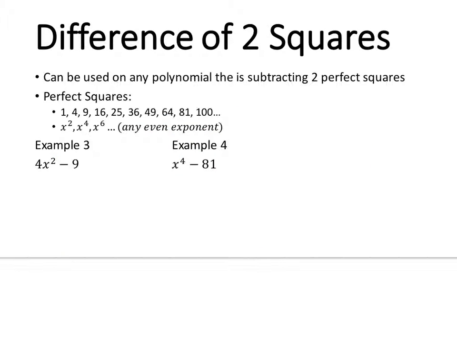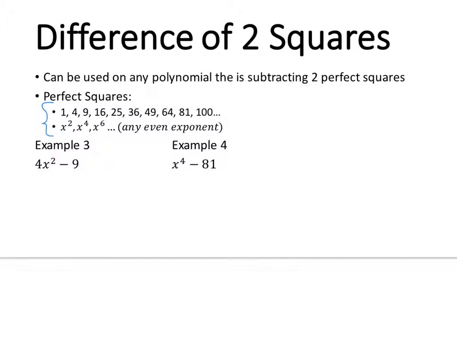The next way of factoring, we actually have seen this before as well. I taught you just using the star and then kind of told you guys about this shortcut. So the difference of two squares. So this can only be used on any polynomial where you're subtracting two perfect squares. So down here I listed off what a bunch of your perfect squares look like. For numbers, it's 1, 4, 9, 16, 25, 36, so on and so forth. For your variables and exponents, it's any even exponent.